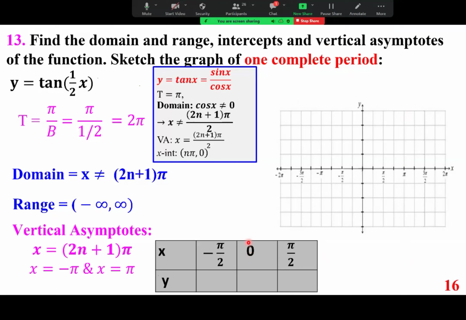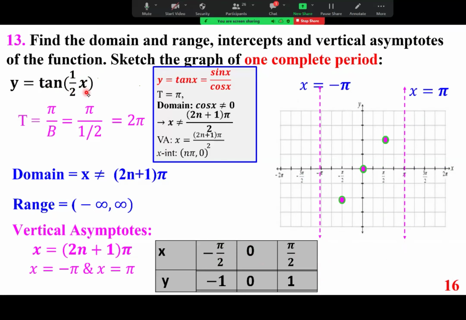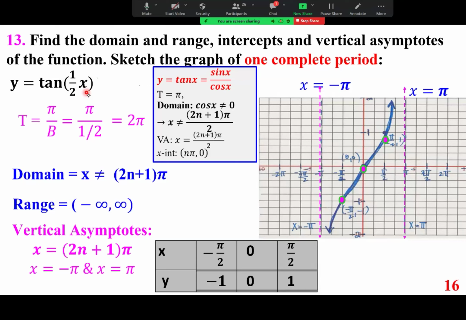0 gives you 0. Minus pi over 2, if you plug in here, minus pi over 2 gives you minus pi over 4, and that's negative 1. Pi over 2 gives you pi over 4. Tan of pi over 4 is positive 1. And plot those three easy pairs and put them together like so. It's very straightforward, everybody.